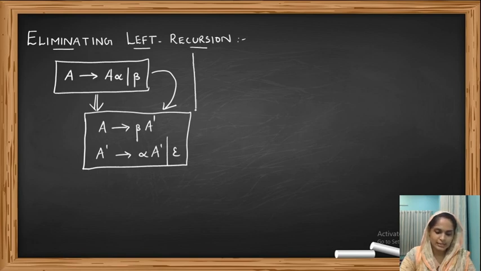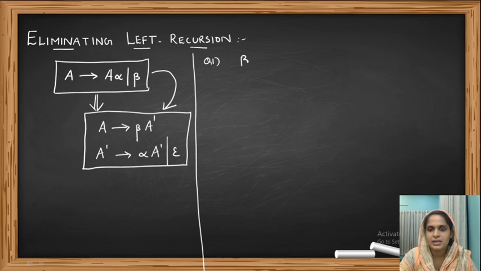Okay, so let's consider one example. Question 1. Suppose that our grammar is B produces B C bar D. This is of the form A produces A alpha bar beta. So here in place of A we have capital B, in place of alpha we have the terminal small c, and in place of beta we have the terminal D.